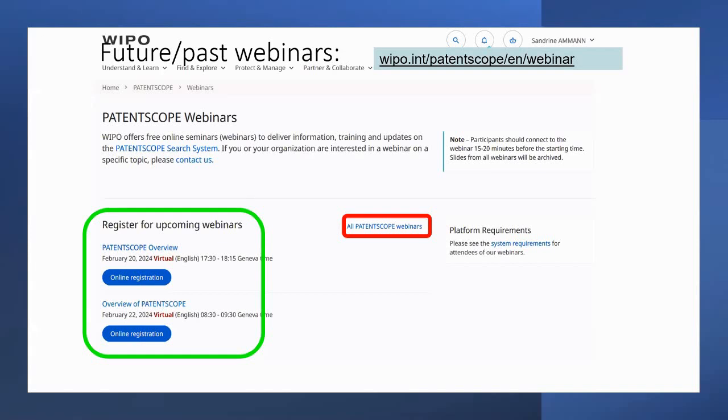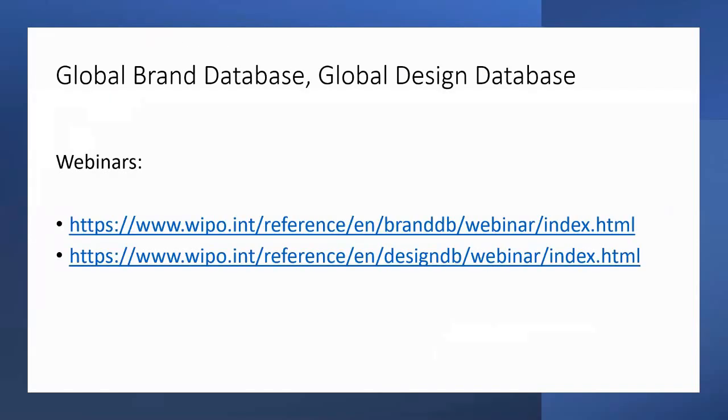And before I take a look at your questions, just to let you know that WIPO also has a database for brands and one for design. They are the same principle as PATENTSCOPE. They're free of charge, available to all. They're confidential, and we also do some webinars to guide our users. So you have here the link to those webinars.